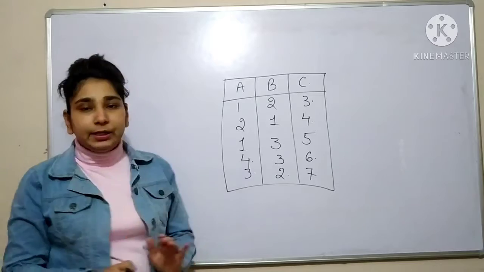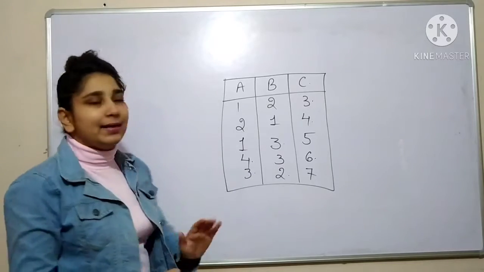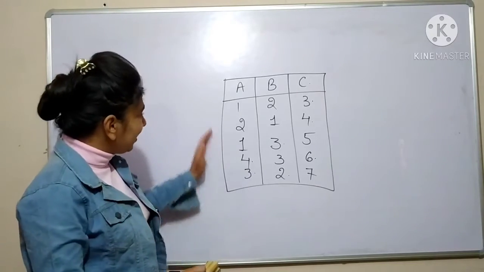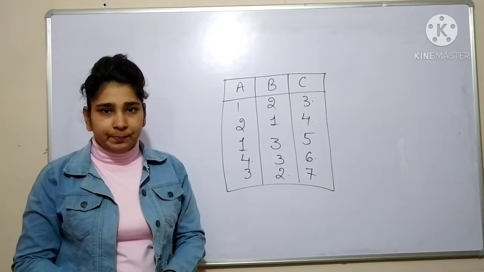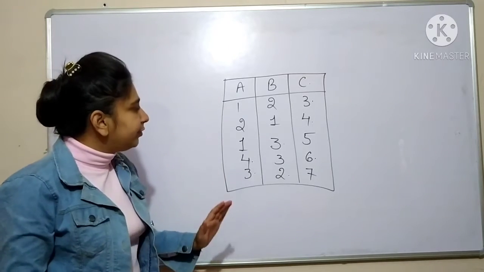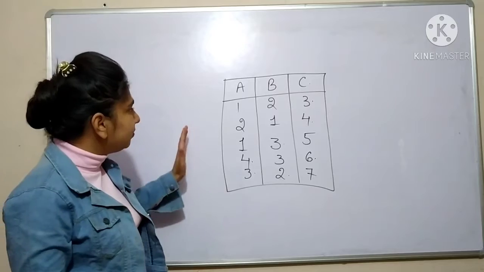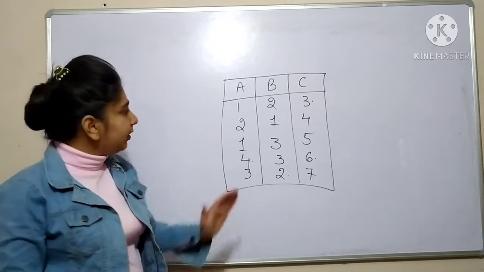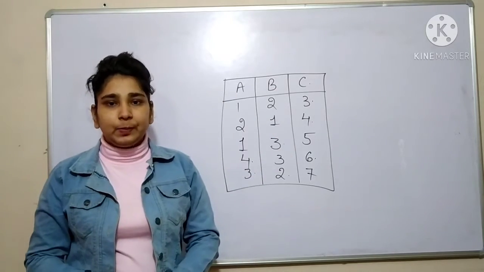In the last video, we discussed functional dependencies. So in this video, I have taken one example of functional dependencies. What we have to do is determine the candidate key of this table.